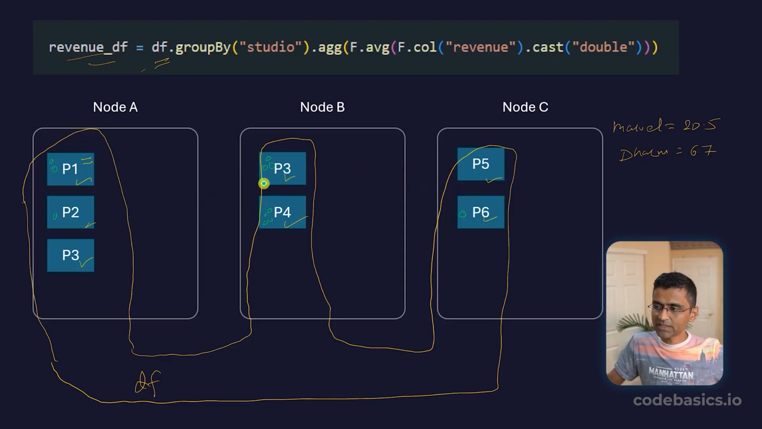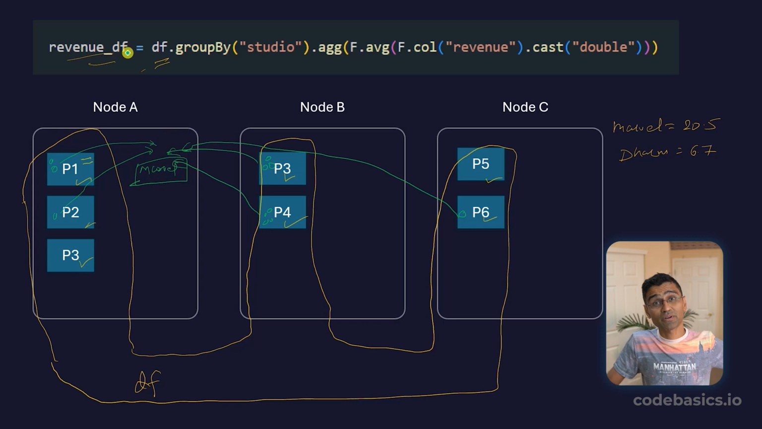If it is running this operation on node A, all these records will be moved here. And data movement is always expensive, right? So that's going to hit performance, folks. Now I get all the Marvel records, and I can create a partition for revenue DF. Similarly, you will calculate revenue for Dharma Production and all other studios. And just as you had DF between P1 to P6 partitions, you will have your revenue DF also in multiple partitions.